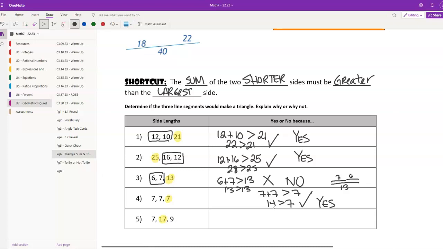Right, and then in number 5, I want to add these two guys together. 7 plus 9, is that greater than 17? And I get 16 is greater than 17, no, that is not a true statement. So no, I cannot make a triangle from those 3 side lengths.